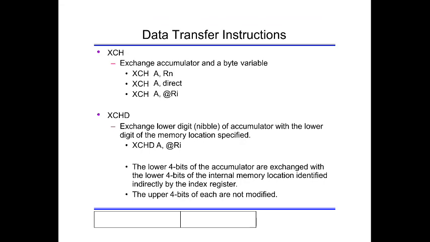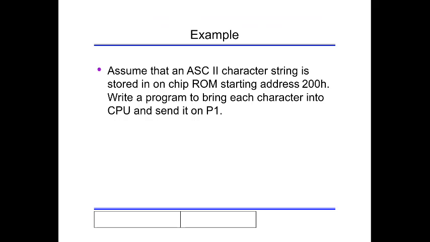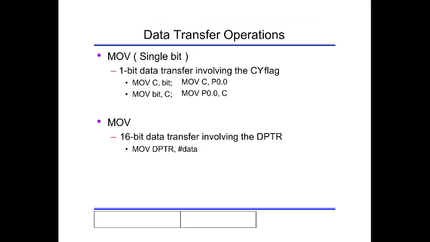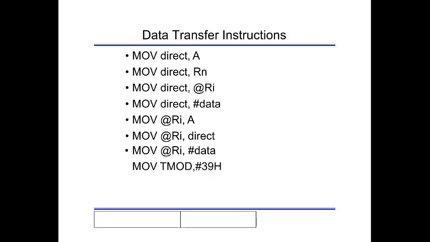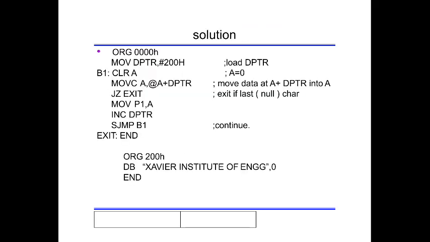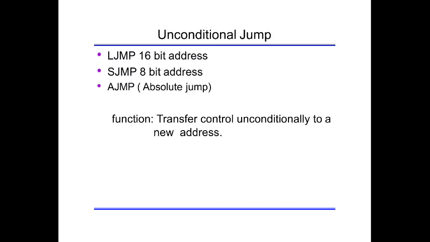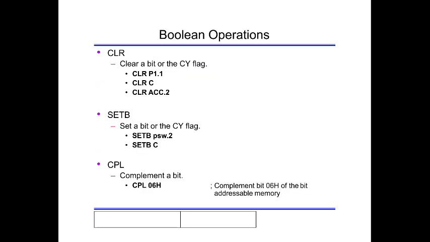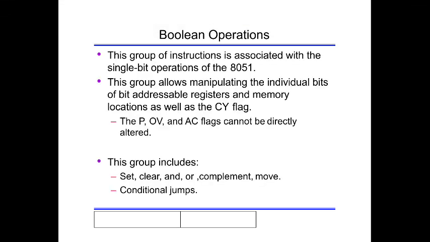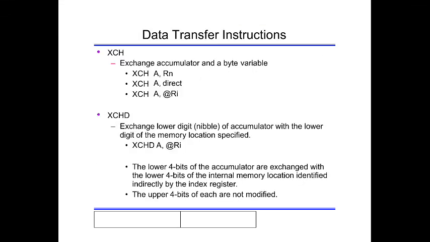So in today's class, we have discussed all the data transfer instructions with a few examples. Okay. So in the next class, we'll cover the Boolean instructions. Okay. If possible, with this Boolean, we'll also try to cover the different branching instructions. So by this, we'll end this session. Thank you.